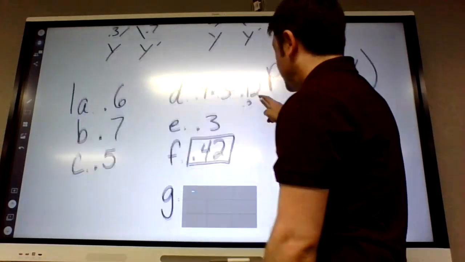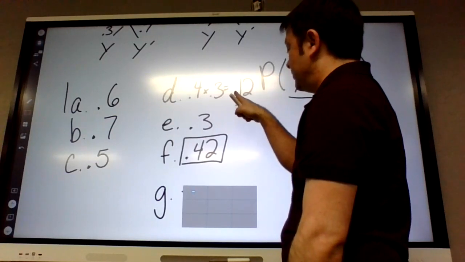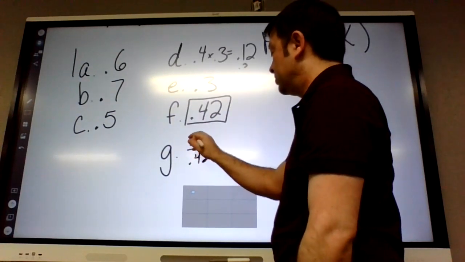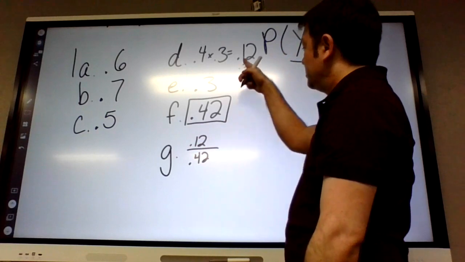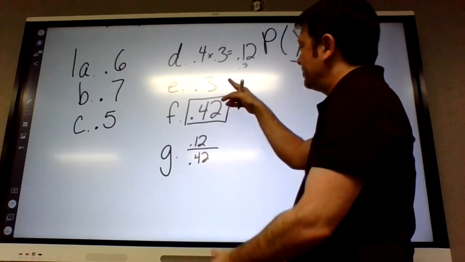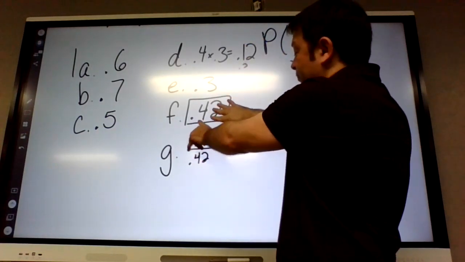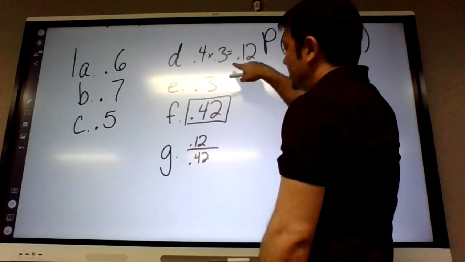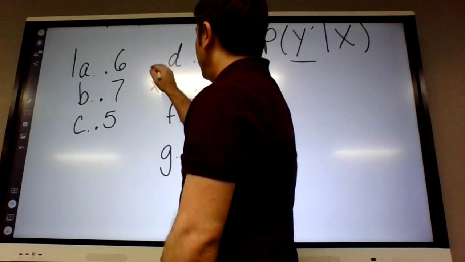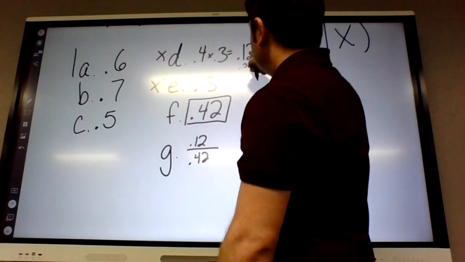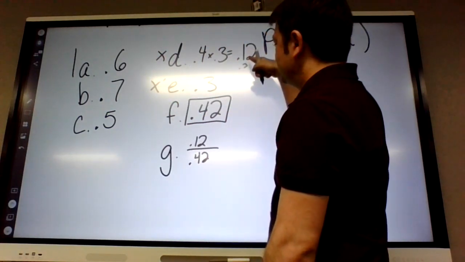0.12. Okay, so what you do is it's 0.12 out of 0.42. Only this 0.12 out of the 0.42 represents the X route. This represents the X prime route. Does that make sense? No.